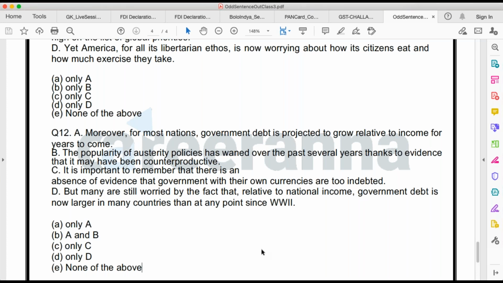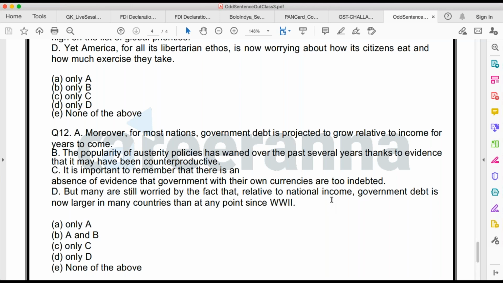Moreover, for most nations, government debt is projected to grow relative to income for years to come. The popularity of austerity policies has waned over the past several years, thanks to evidence that it may have been counterproductive.